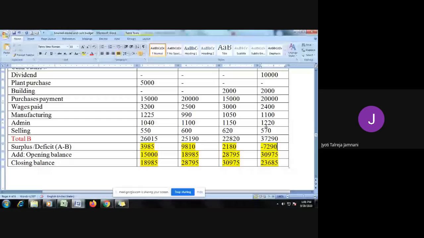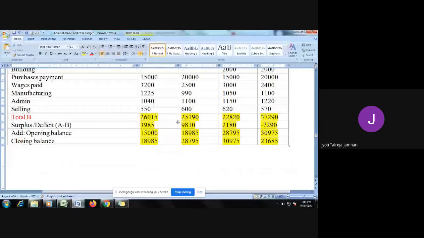So you get surplus and deficit by A minus B. When you do, you get surplus or deficit, and A and B also I'm highlighting with yellow. A is cash inflow total, B is cash outflow total. So this is how you prepare a simple cash budget problem from January to April is what I have prepared. Let's move forward to the next problem.